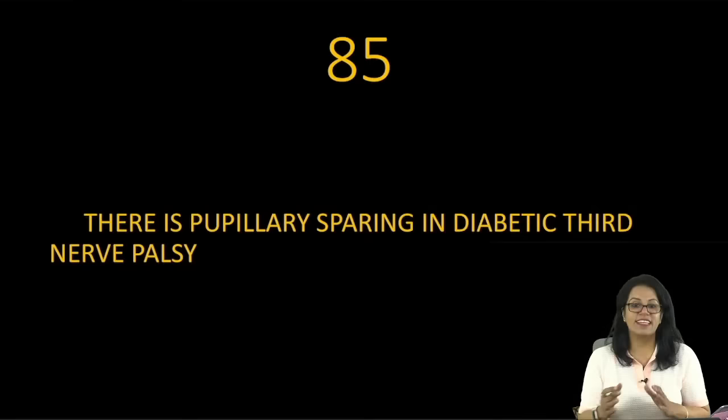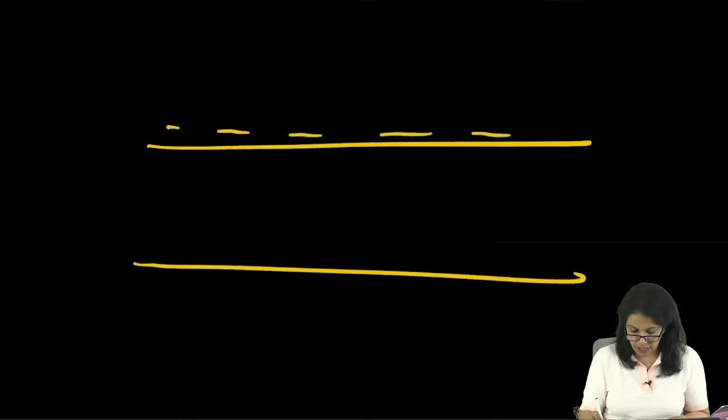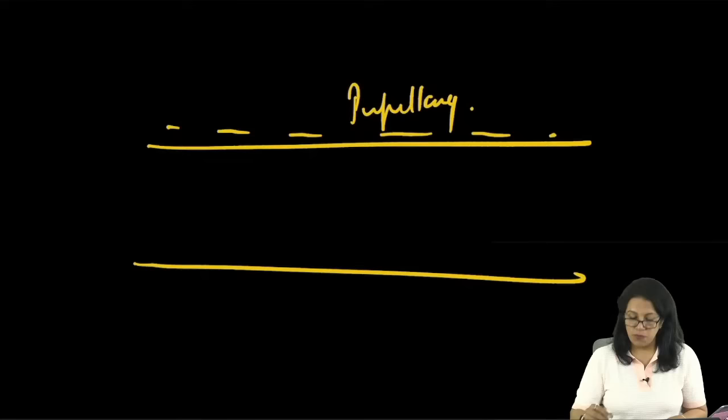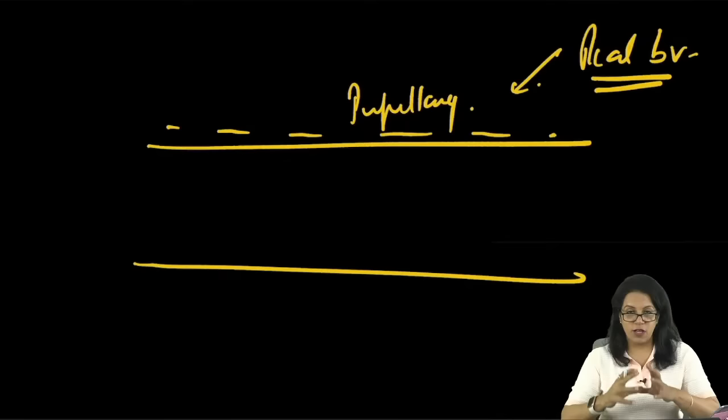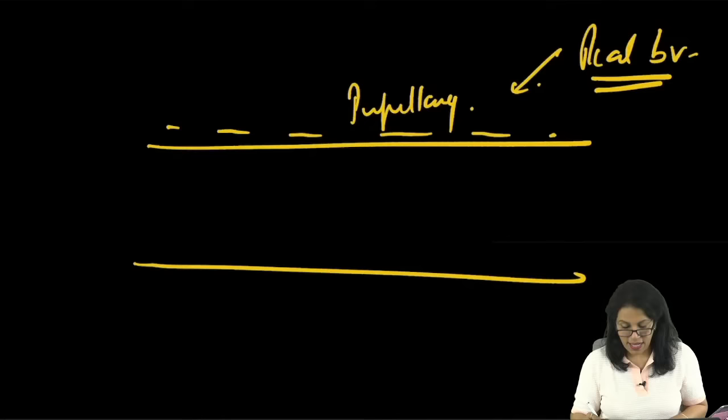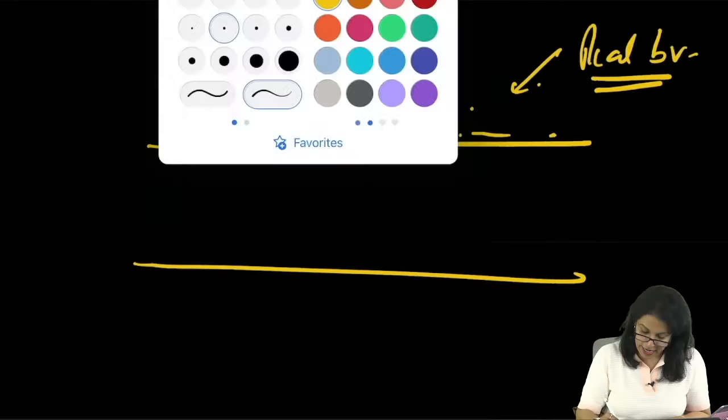Yeah. Next. So there is pupillary sparing in diabetic third nerve palsy. Everybody remembers this point. So if you talk about the third nerve, on the surface are the pupillary fibers. Okay, a simple diagram from my side. Pupillary fibers are supplied by pial blood vessels. So any space-occupying lesion, any compression, any tumor, it is the pial blood vessels which are affected. Therefore, pupillary fibers will be affected. But what happens? The core is supplied by vasa vasorum.